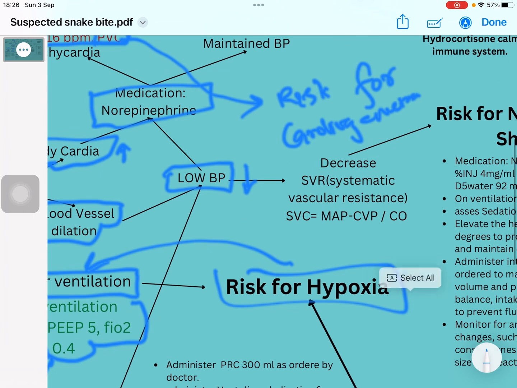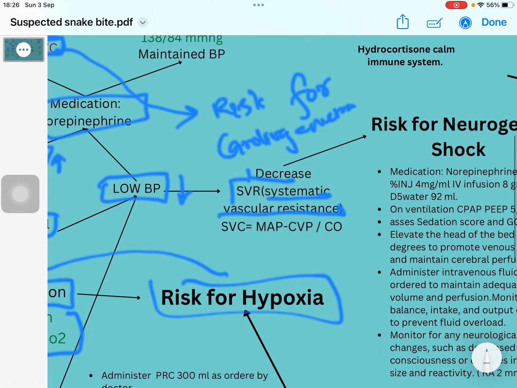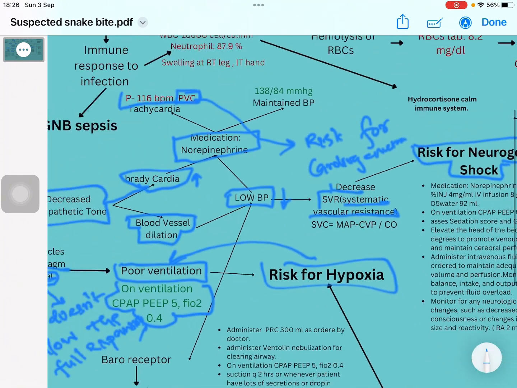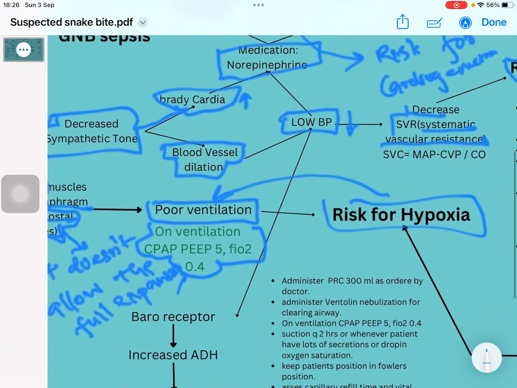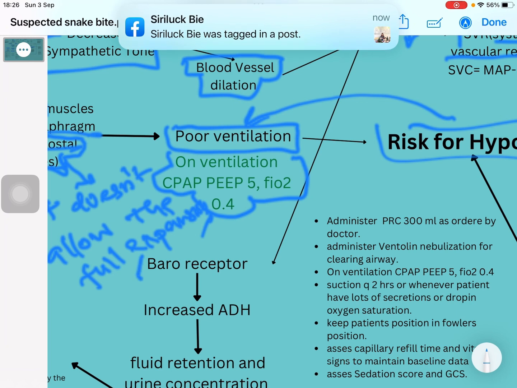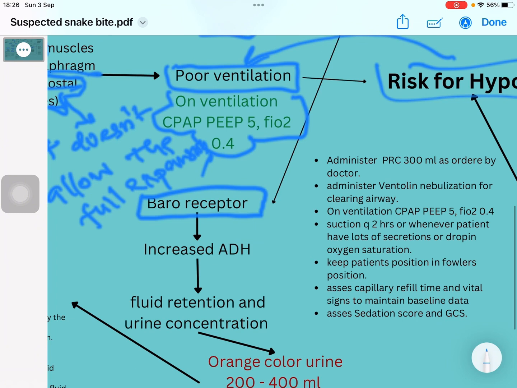And due to low BP, the systemic vascular resistance also decreases, and when the systemic vascular resistance decreases, it can lead to shock, which is called neurogenic shock. And another cause of low BP is that it can stimulate baroreceptors. One of the functions of baroreceptors is to produce ADH.